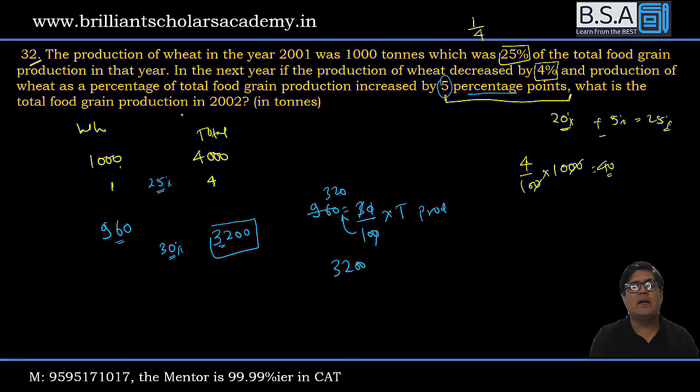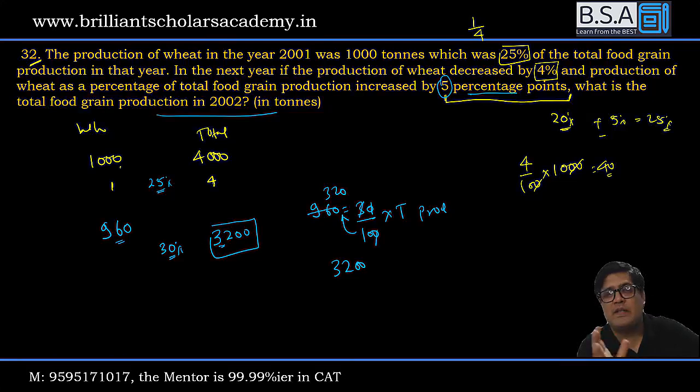बस यही क्वेश्चन पूछा हमसे, व्हाट इज द फूड ग्रेन प्रोडक्शन इन द नेक्स्ट ईयर? 3200 tons. Easy question. 3-4 steps involved. Find out total production, find out new percentage, decrease 4% and equate.